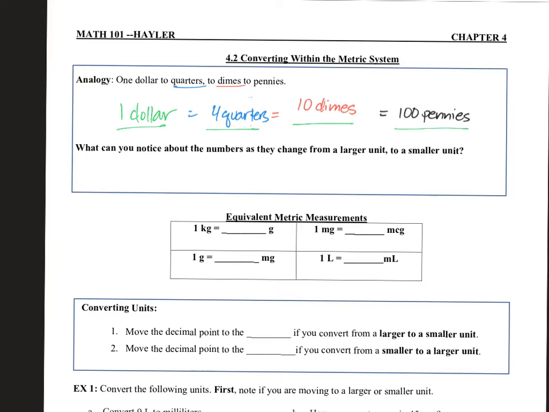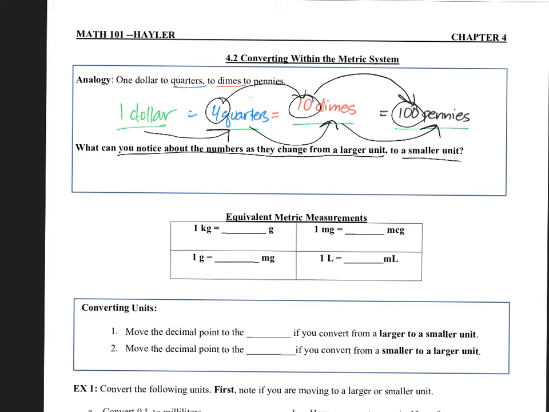So here's my question to you. What can you notice about the numbers as they change from a larger unit to a smaller unit? Well, as I go from dollars to quarters, my number goes from 1 to 4. So it gets bigger, right? And then as I go from quarters to dimes, my number goes from 4 to 10. It gets bigger. And then I go from dimes to pennies, 10 goes to 100. So the weird thing is, as our units get smaller, our numbers get bigger.